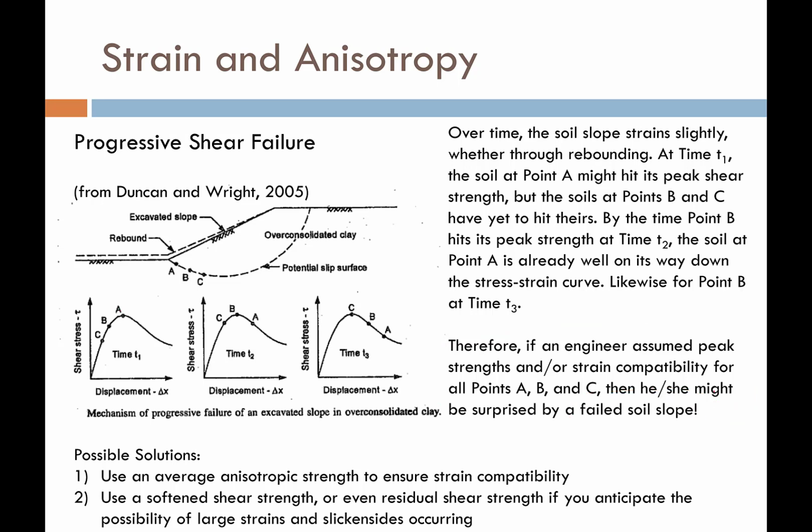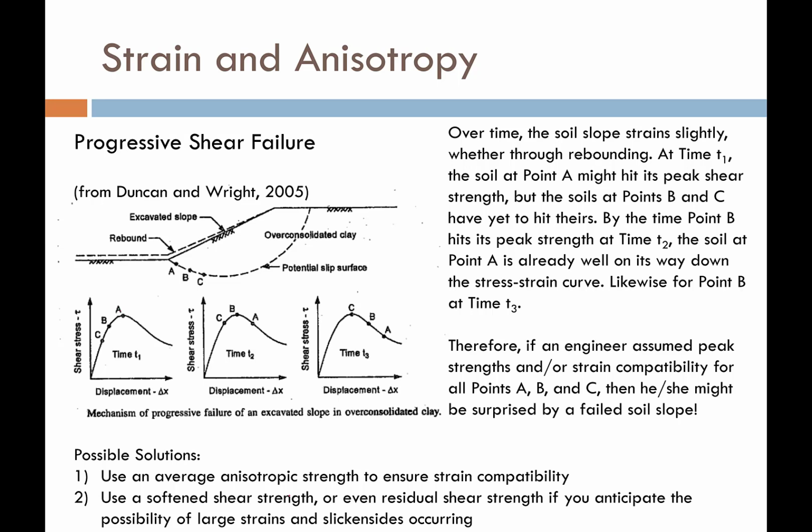So what do engineers do to overcome this? Well, a couple things. Maybe they'll assume an average strength. So maybe they'll kind of cap a strength right there, and they'll say, okay, this strength right there, that's the strength we're going to use for design. So it's something less than the peak strength. And it represents something more of an average strength so that we can ensure strain compatibility. That's one thing we can do.